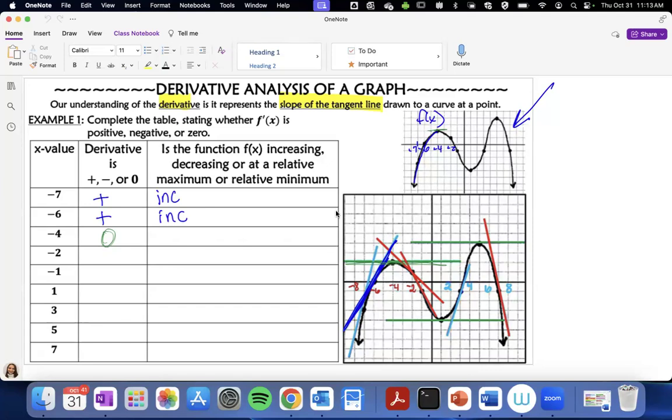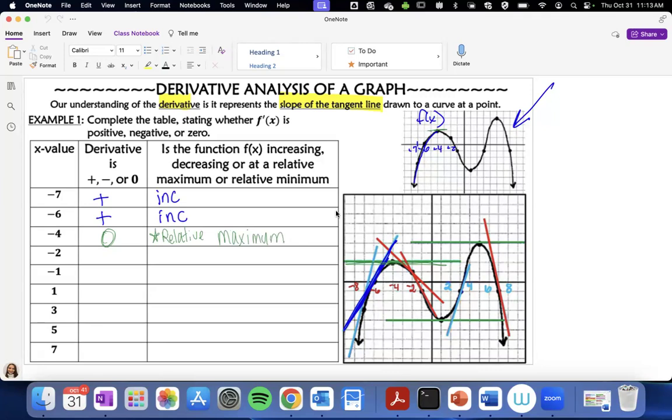Okay. So this is 0. We have to write this verbiage down. Relative minimum. Wait, what is the minimum and maximum? I'm sorry, maximum. Relative maximum. Good catch.